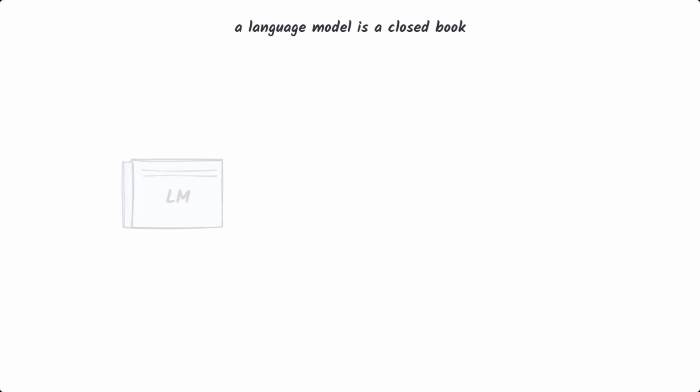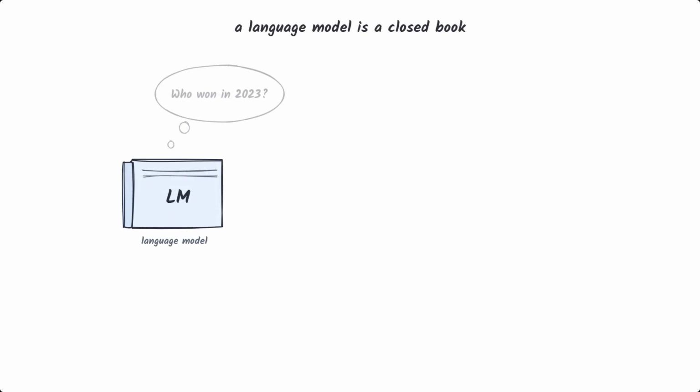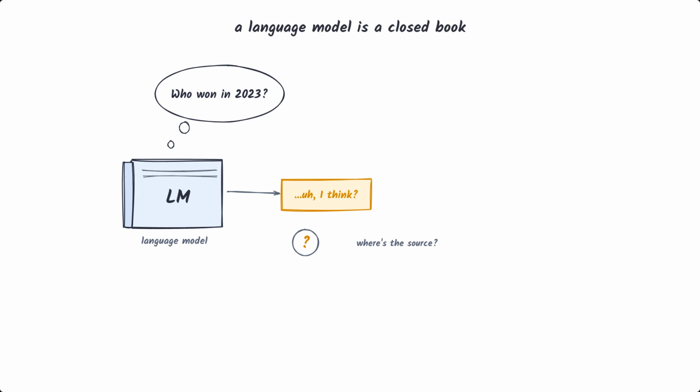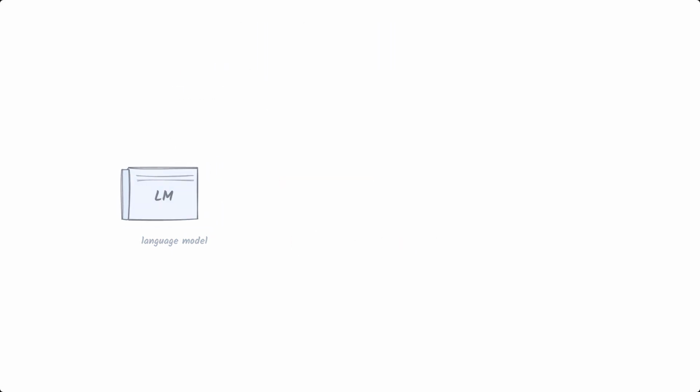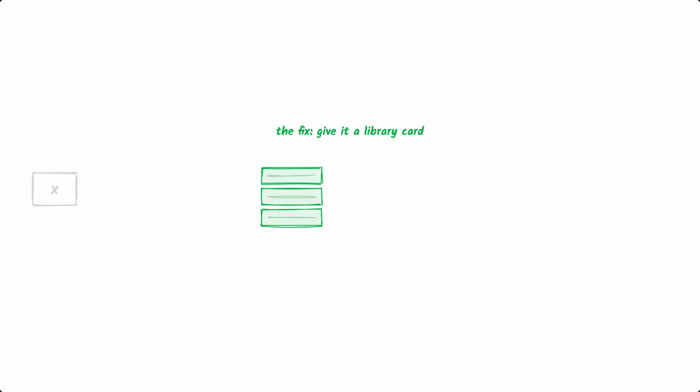A language model is a closed book. Everything it knows was frozen into its weights the day training stopped. So when you ask it something, it just answers from memory and hopes it's right. Sometimes it makes things up, and it can never tell you where an answer came from.